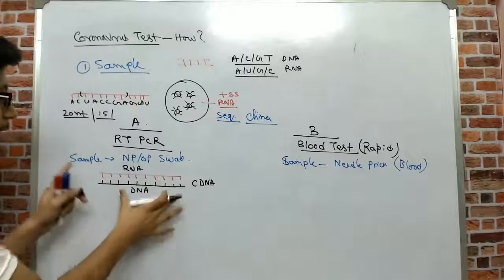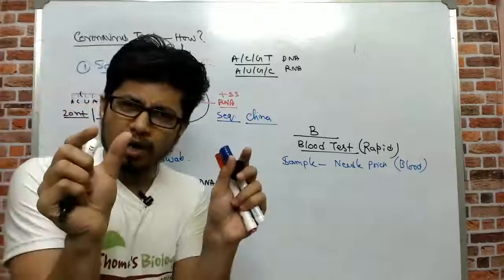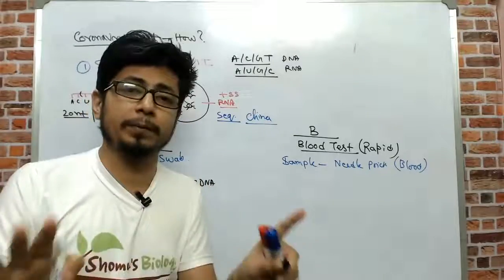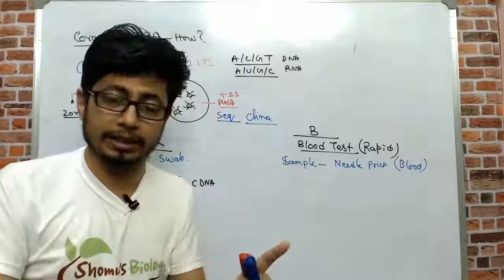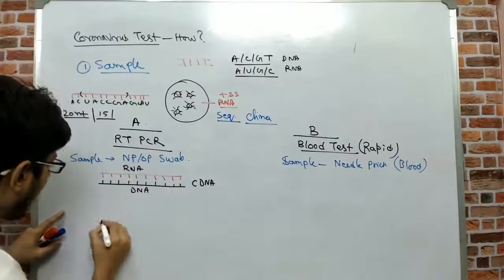Then further we will amplify this DNA. How do we amplify the DNA? Using small stretches of nucleotide sequences known as primers. I am not going to go into detail about it because I am making this video for a general audience. Just remember that once you prepare this, we use this DNA as a template.